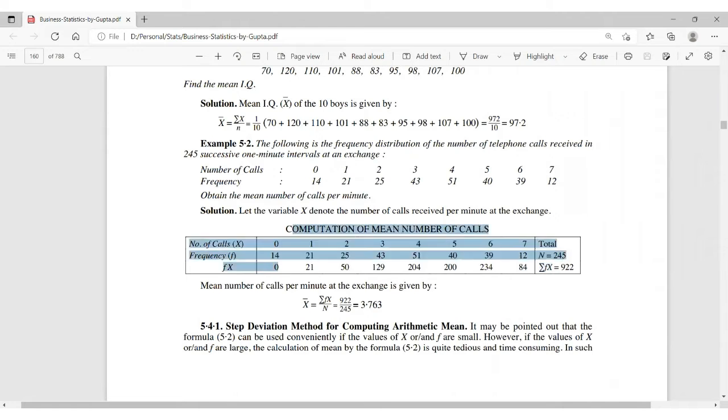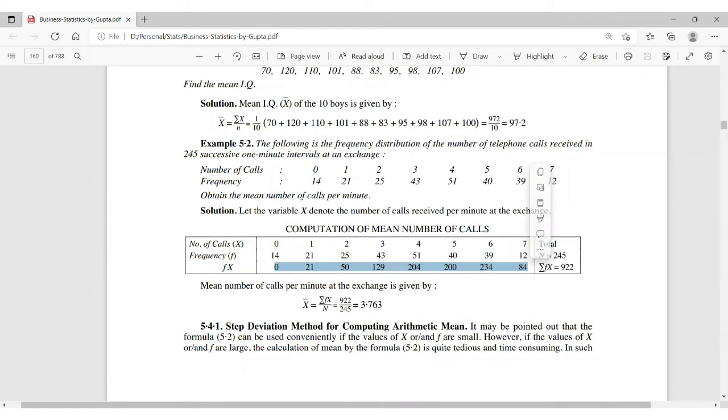Summation of fx is the total of these numbers: 0 plus 21 plus 50 plus 129, all this. It comes to be 922. Similarly, the total of the frequencies f is 245. So the average is summation of fx divided by n, or summation of f, that is the same thing. We divide and we get the mean. Clear? Yes, sir.